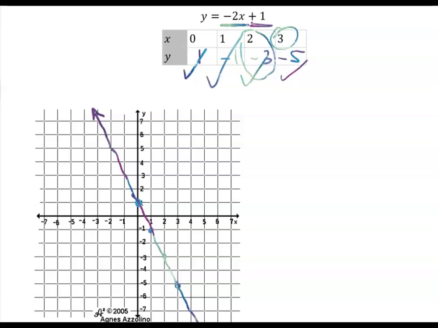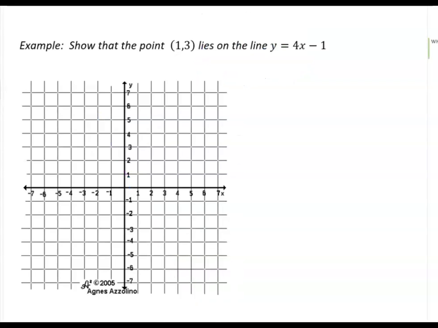All right, and it looks like that. Now you notice I do put arrows at each end. That just suggests that the line goes on forever. Okay, so our last example says that we're going to have a look at the point 1, 3, and we're going to show that it lies on this line.